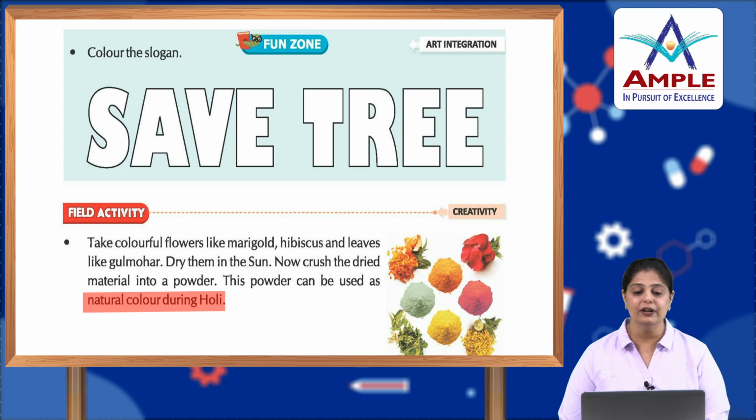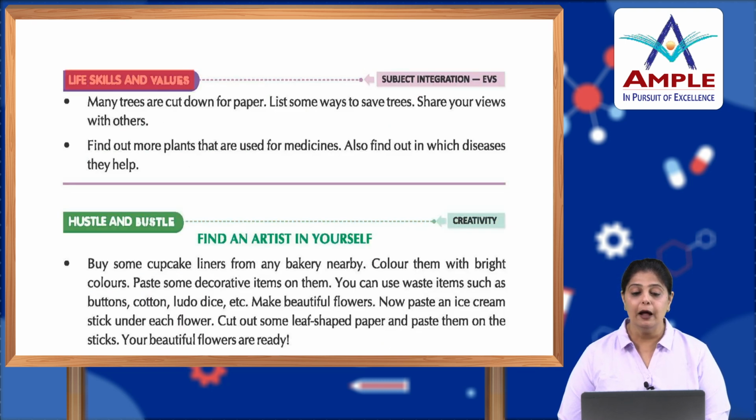All right. Now, life skills and values. Many trees are cut down for paper. List some ways to save trees. Share your views with others. So, try and think about how you can save paper, and at the same time you can in turn save the trees. Find out more plants that are used for medicines. Also find out in which diseases they help. The medicinal plants and the type of diseases that they cure.